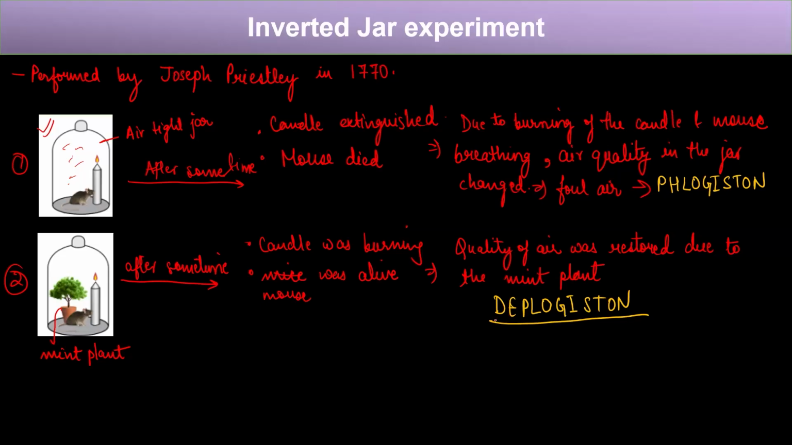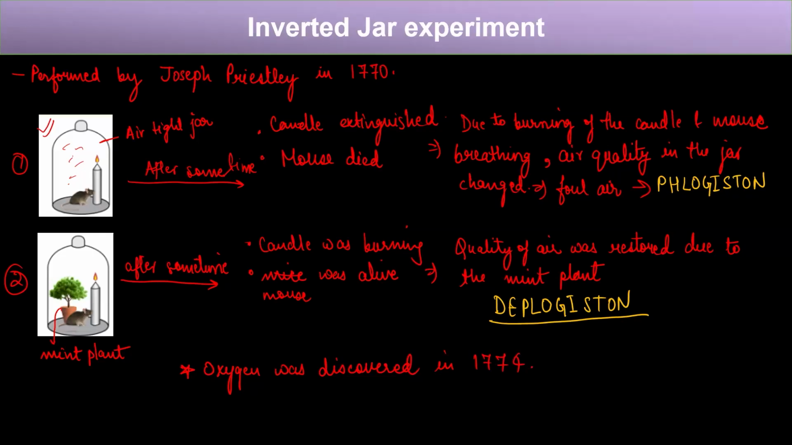But then Joseph Priestley, in 1774, discovered oxygen. So in 1774, oxygen was discovered.